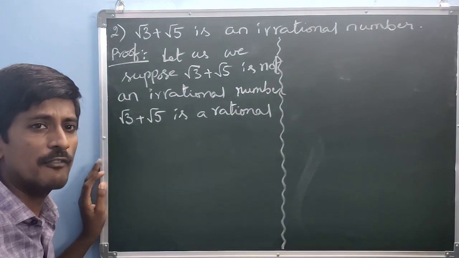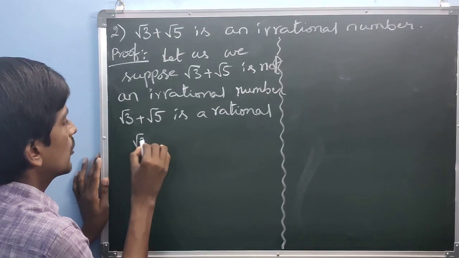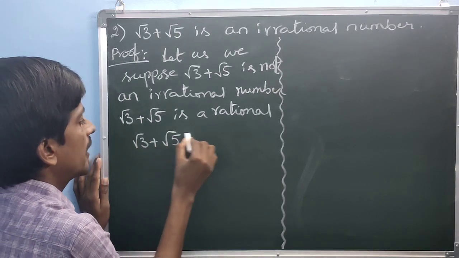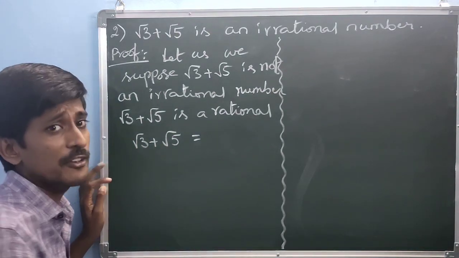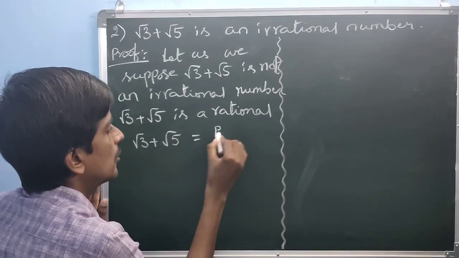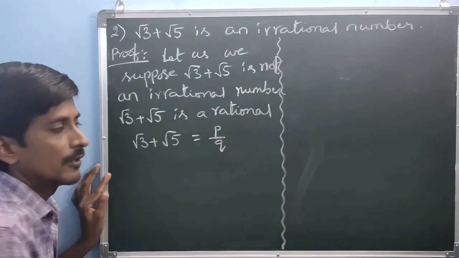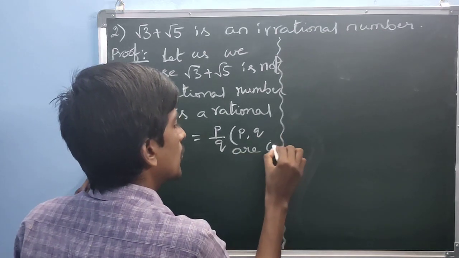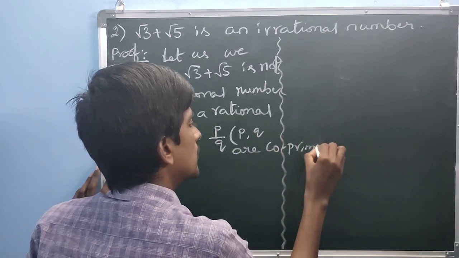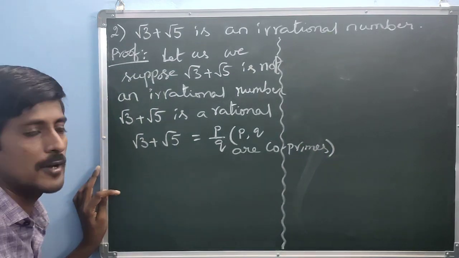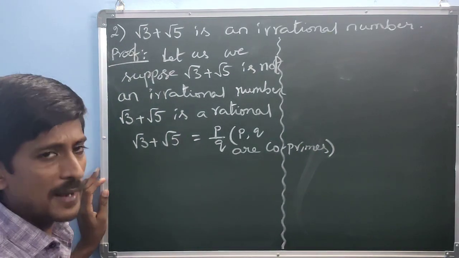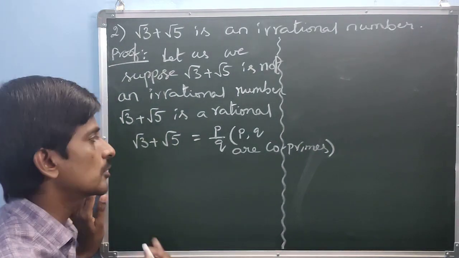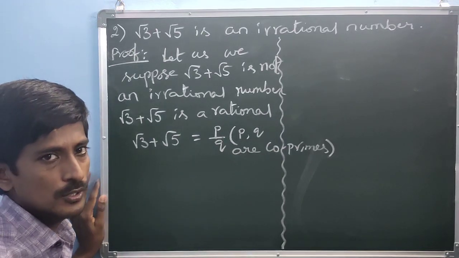What is the general form of a rational number? P by Q form, fraction form. So root 3 plus root 5 equals P by Q, where P comma Q are coprimes. Coprimes means there is no common factor to both P and Q.